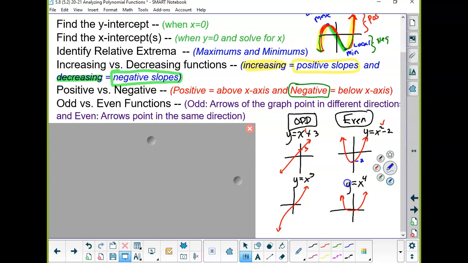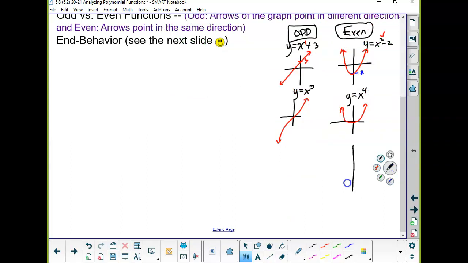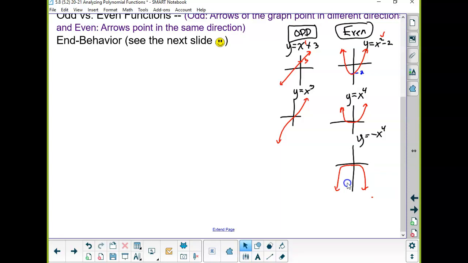And then remember what a negative would do. If I said graph y equals negative x to the 4th, that negative would flip it. This is not a great graph, but it would reflect it over the x-axis. So it's opening downwards, but even though it's opening downwards, it's still an even degree. So you can tell very quickly by looking at the graph if it's odd or if it's even.